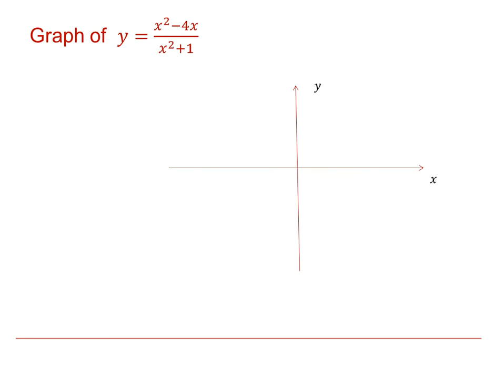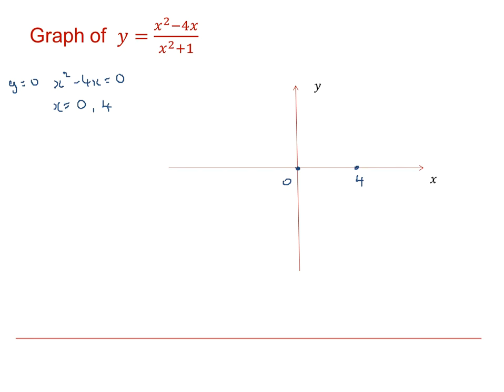So we just need to go through the usual procedure. First of all, if y is equal to 0, we have that x squared minus 4x is equal to 0, and therefore x equals 0 or 4. So we've got 2 points on the x-axis, one at 0, one at 4, where the graph crosses the x-axis.